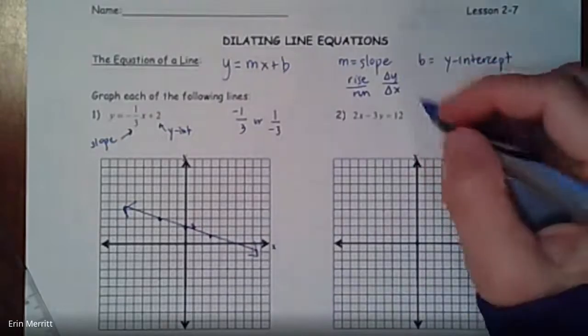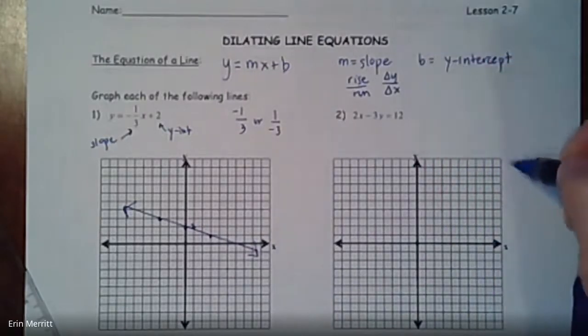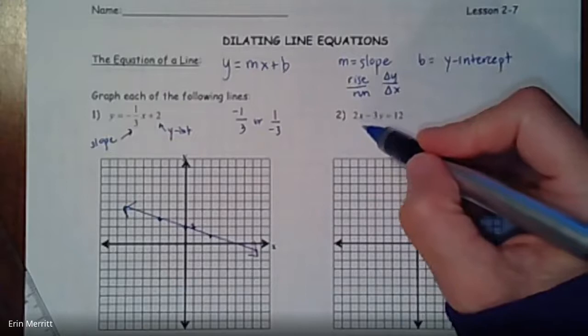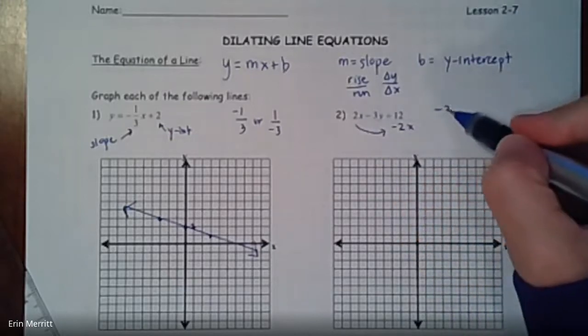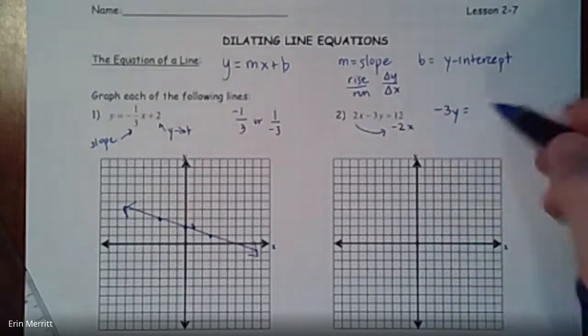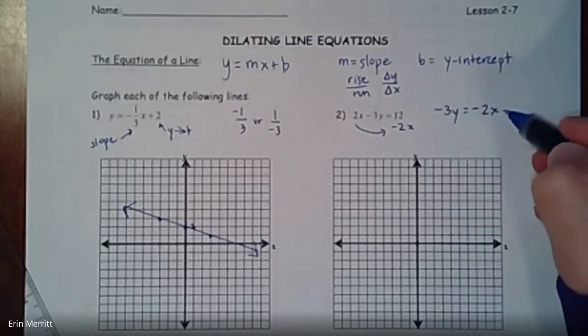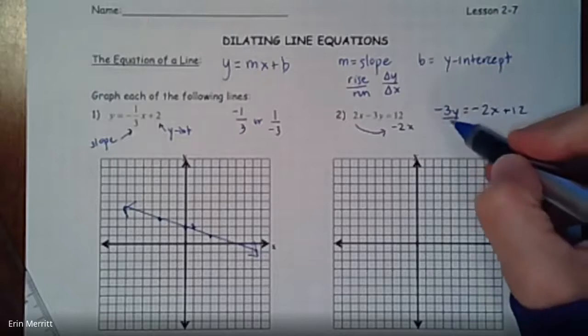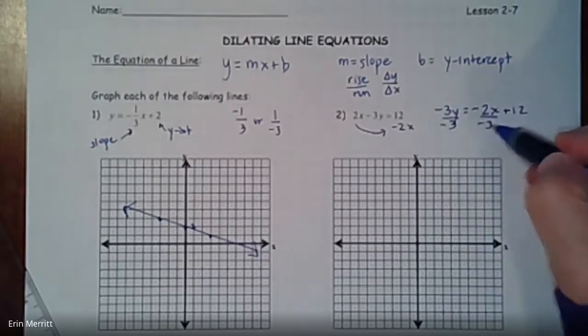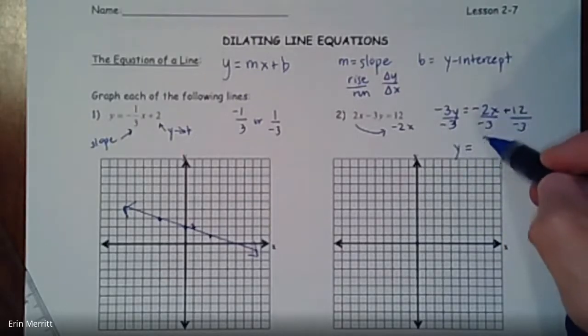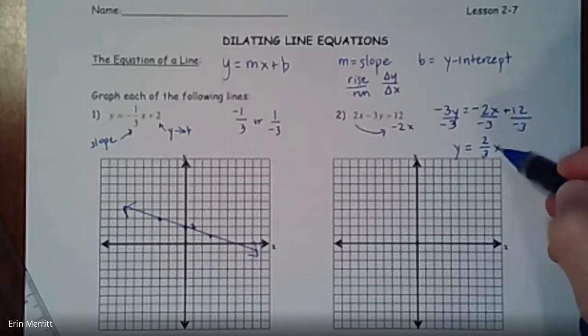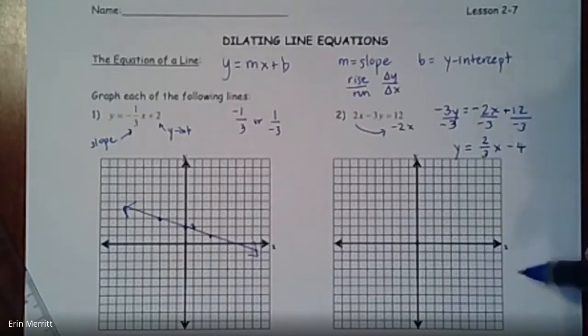If it's not already in mx plus b form, you need to get it into y equals mx plus b form. So subtract the 2x on over. I would suggest squeeze it in front of the constant. So it reads as negative 2x and then plus 12. And then divide everything by the negative 3. That's important. Otherwise, it's going to throw your answer off here. So negative over negative, we can change that to a positive 2/3 x and then minus 4.